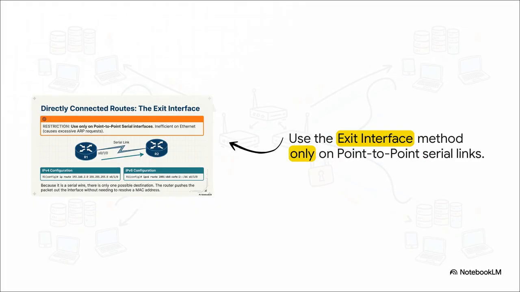Okay, next up is the directly connected route. This is where we only specify the exit interface, like serial 0/1/0. This works like a charm on point-to-point links where there's only one other device on the other end. But, and listen up, this is a huge warning, never ever use this method on an Ethernet network. It forces the router to send out an ARP request, which is basically a broadcast shouting, "Who has this MAC address?" for every single packet. That can absolutely cripple your network's performance.